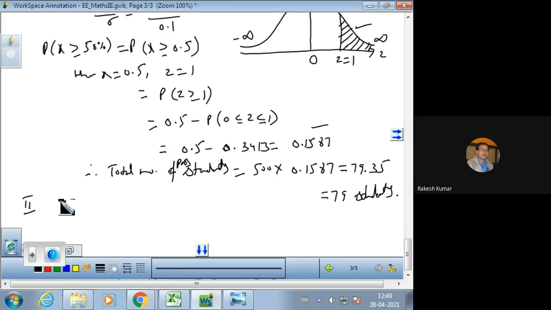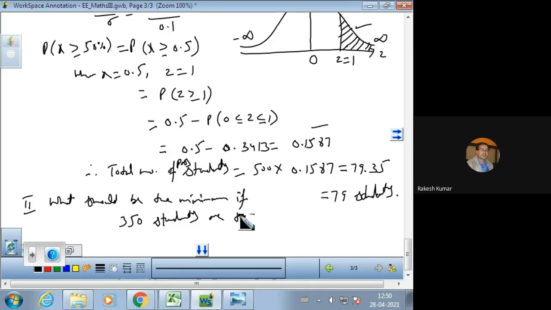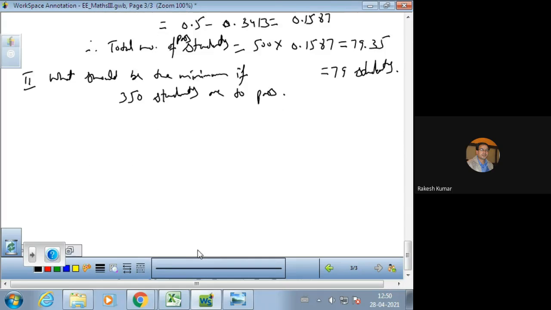Now let us discuss the second part. What should be the minimum marks if 350 candidates are to pass? Now, this question is in the converse form. What should be the minimum if 350 students are to pass? So this is the question. This is another important part we have.